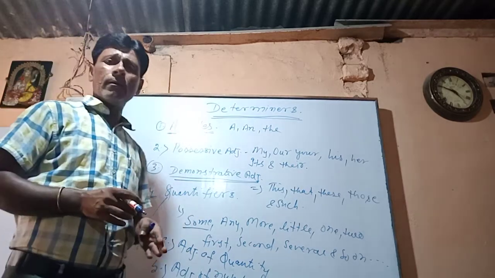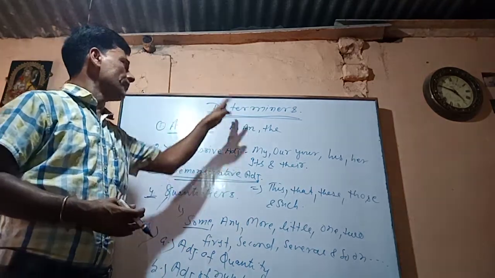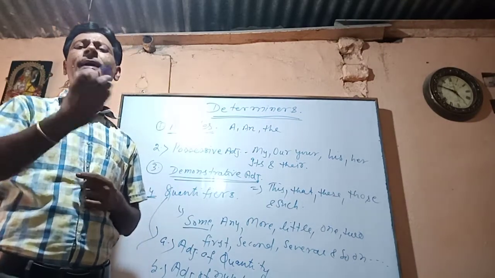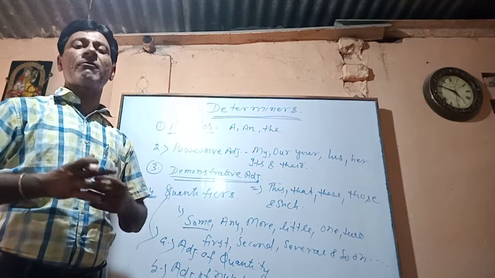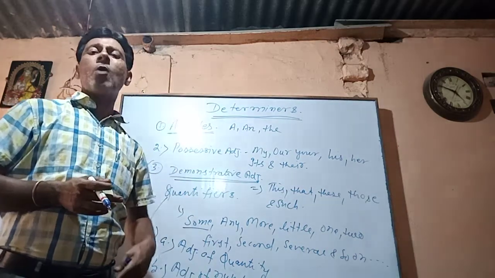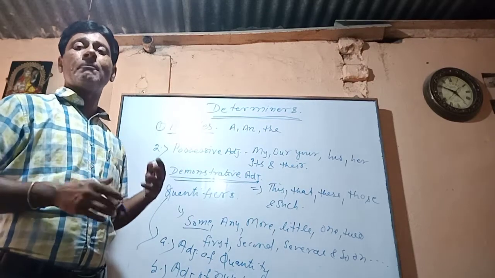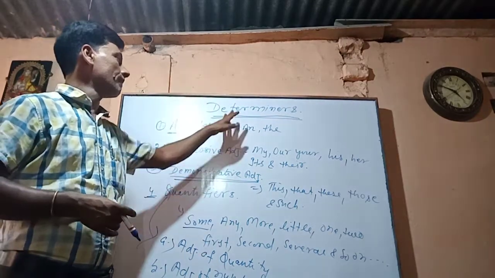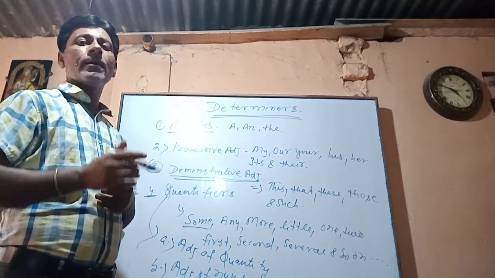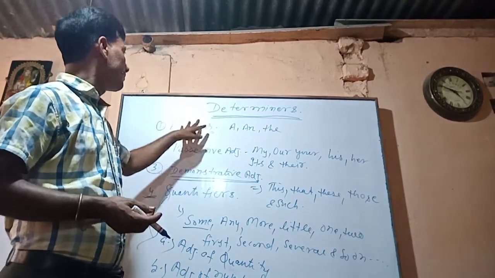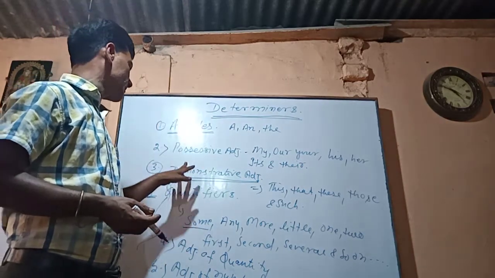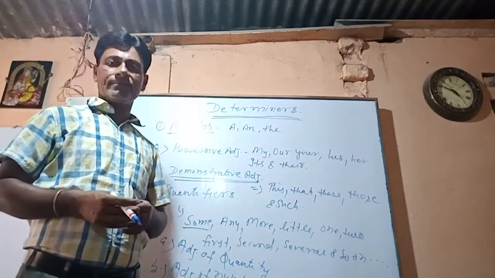So before we learn this chapter on determiners, I think students should have a proper idea about the types of nouns. Without a proper idea of nouns, we will not have a better understanding and concept of this chapter on determiners. So I hope that next time I will come separately with these articles, these possessive adjectives and other parts of determiners.